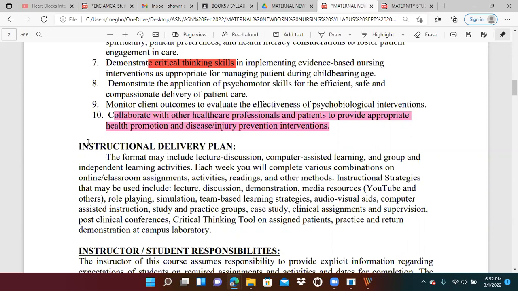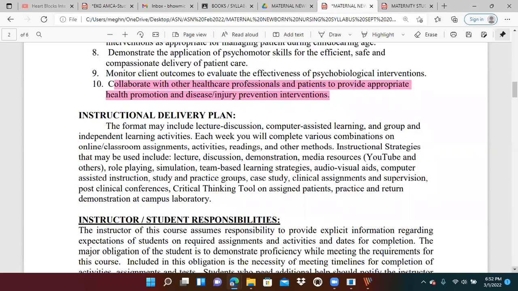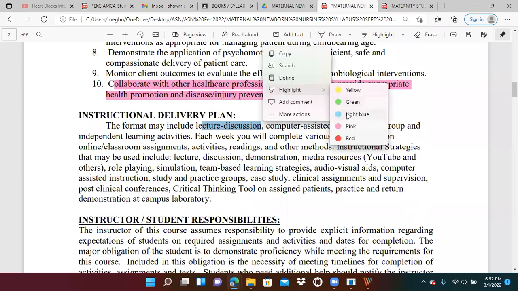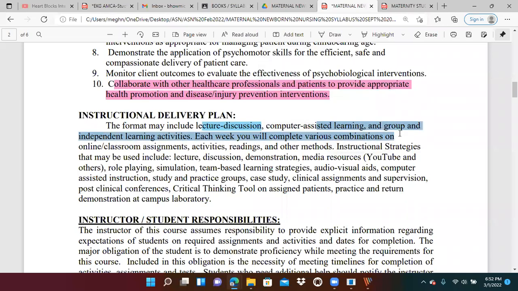Next, the instructional delivery plan. The formal part will include lecture. So what are we actually going to deliver to you? We give you PowerPoint, some assignments, some quizzes, some notes, and finally you will pass the exit exam and go for the board.